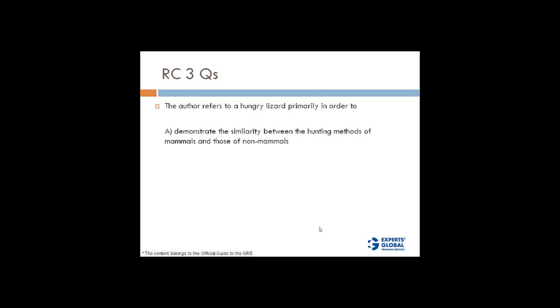So which of the answers is fitting there? Demonstrate the similarity between hunting methods of mammals and those of non-mammals. So we are not talking about similarity. In fact, we are talking about differences, right? So mammals means predator and non-mammals mean a lizard is a non-mammal. So that way. Broaden the application of argument by including an insectivore as an example. So we are not broadening the application of the argument.